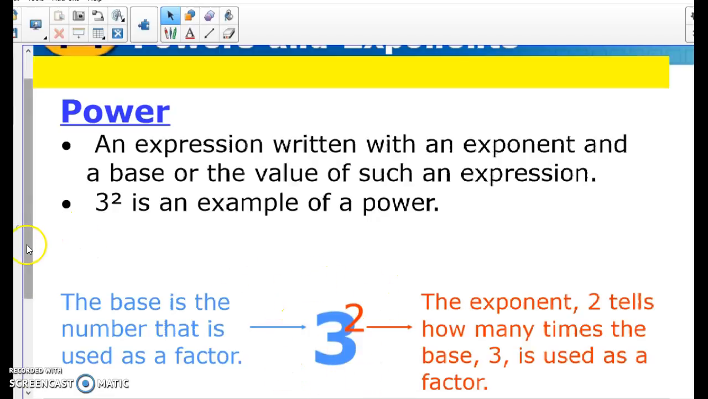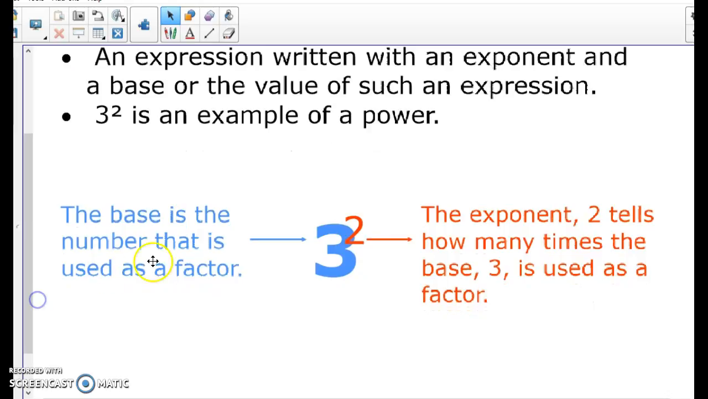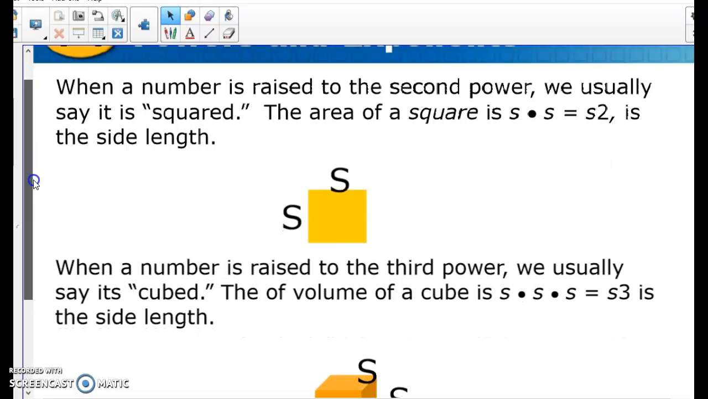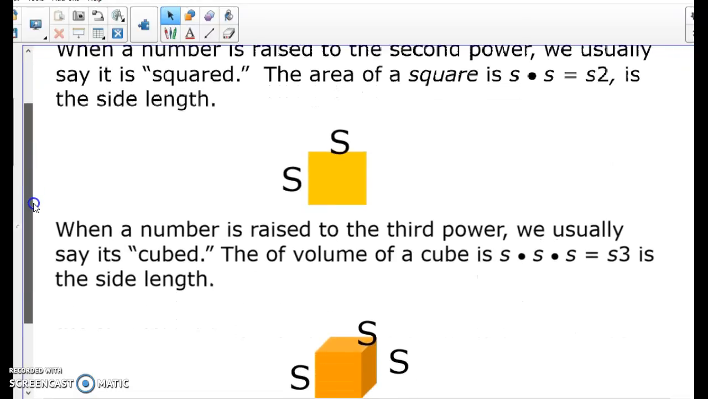And then within the power we have two other vocab words. We have the base, which would be 3. The base is the number that's used as the factor. And we have the exponent, which would be the 2. That's how many times we're taking the base. So remember, 3 to the second power does not mean 3 times 2. It means 3 times 3. So 3, 2 times.